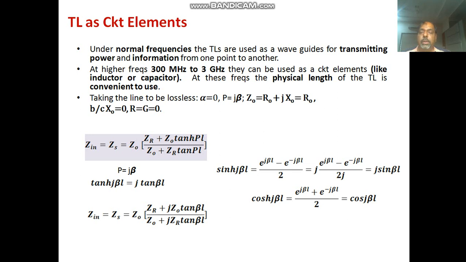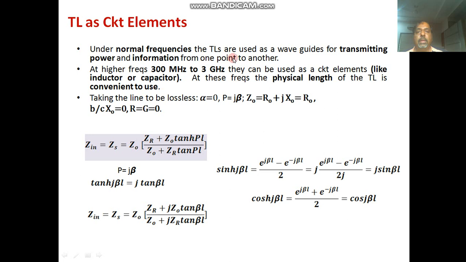In this lecture you will see how a transmission line can be used as a circuit element. It can be used as an inductor and a capacitor, but as a circuit element, a transmission line can be used at higher frequencies, between 300 megahertz and 3 gigahertz, because at such frequencies the wavelength will be small, so the physical length of the transmission line that will be required will be very small.